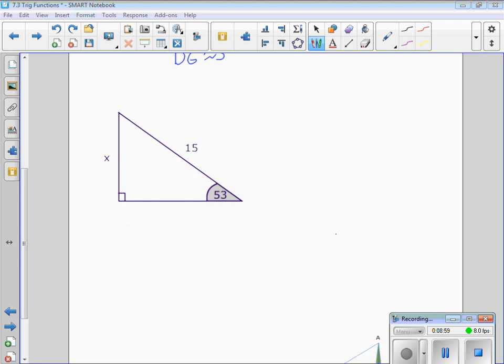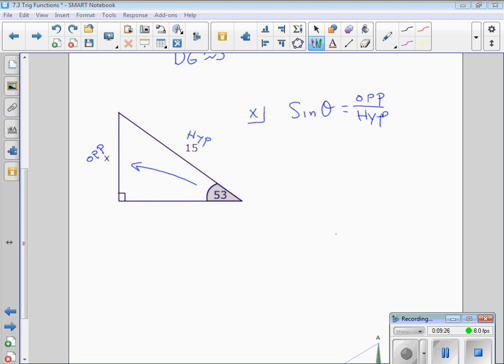So what you want to do is analyze how is the side x and the 15, what would be words that describe them in reference to the angle 53? Then go look at your trig functions and see which one uses those words. Write that trig function with no information in it. Fill in the information and go ahead and start solving for that unknown. Put me on pause. See if you can work this out on your own, okay?